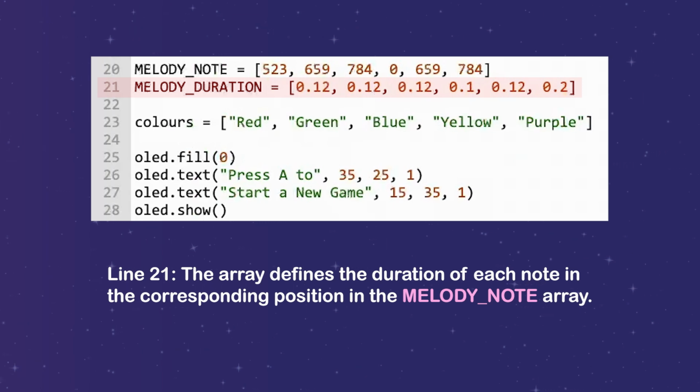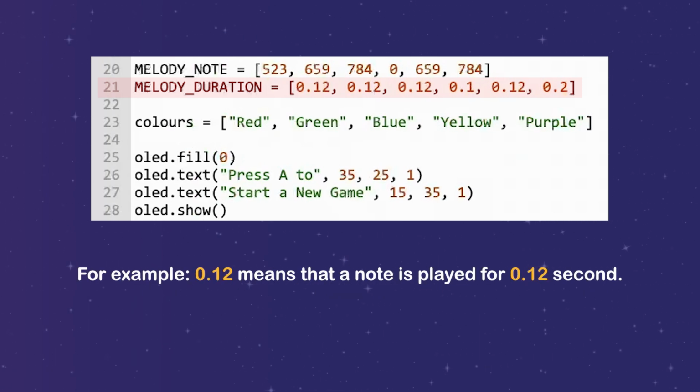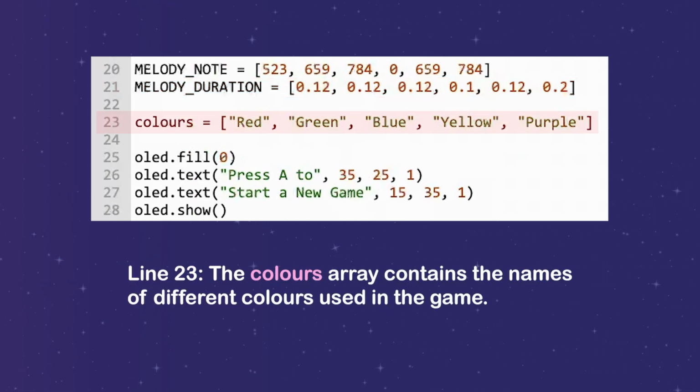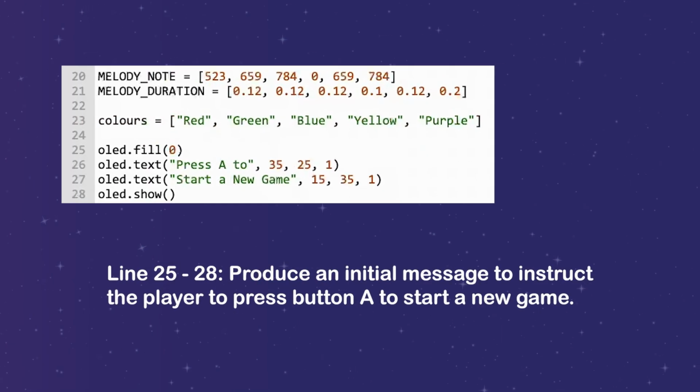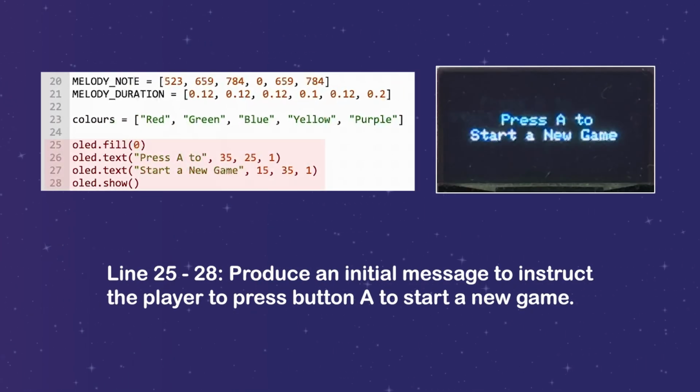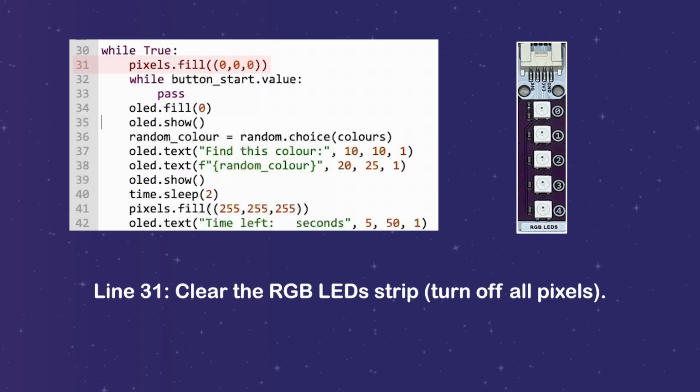Line 21, the array defines the duration of each note in the corresponding position in the melody note array. For example, 0.12 means that a note is played for 0.12 seconds. Line 23, the colors array contains the names of different colors used in the game. Line 25 to 28 produce an initial message to instruct the player to press button A to start a new game. Line 31, clear the RGB LEDs strip.